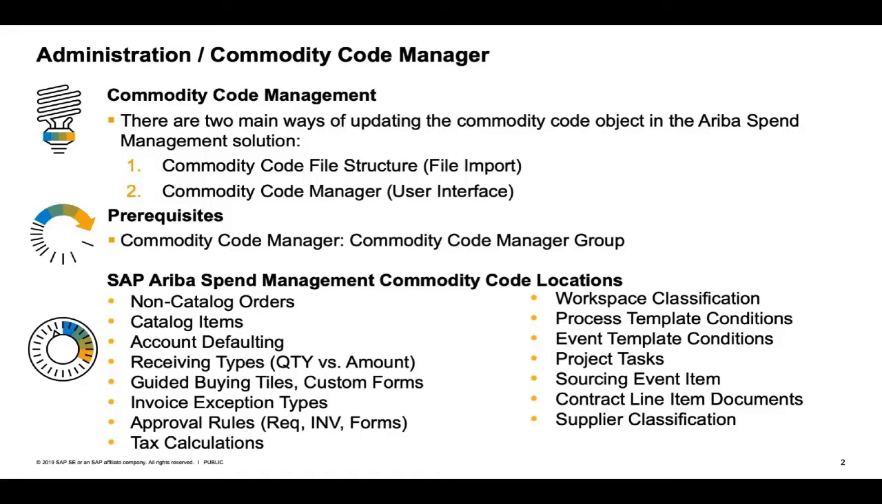Now, looking at the top of the screen, there are two methods that are used to update commodity codes. The first and the most common is the file import. And the second, which we are going to be discussing today, is the Commodity Code Manager. In order to use the Commodity Code Manager, you need to have the Commodity Code Manager group assigned to your user profile.